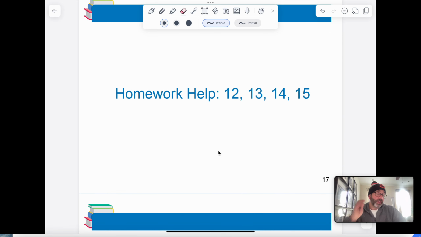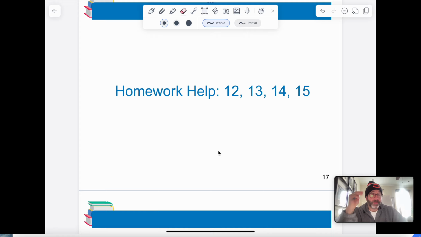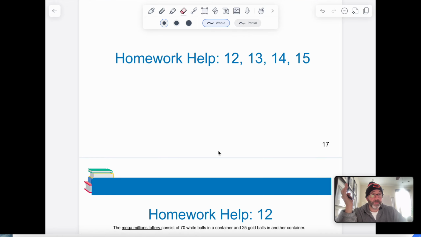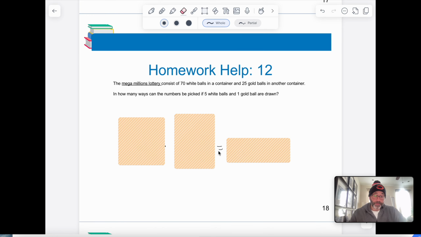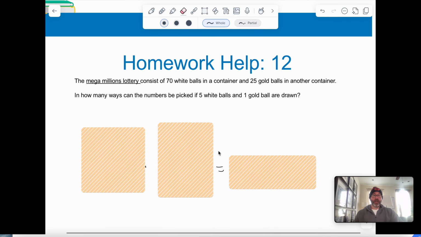All right. So in the homework itself, everything up to number 12 is pretty straightforward, standard. 12, 13, 14, 15 are a little bit more challenging. So let's take a look at number 12. Okay, the homework talks about Powerball. I'm going to talk about the Mega Millions.